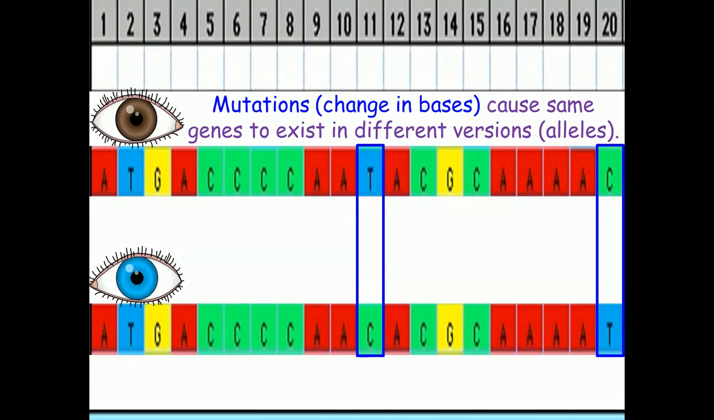Now, mutations or changes in bases cause some genes to have different versions. Both of these examples are the same gene, but they exist in different versions. For instance, you've got a brown eye color gene and a blue eye color gene. It's a different version of the eye color gene, and this is known as an allele, a different version of the same gene.